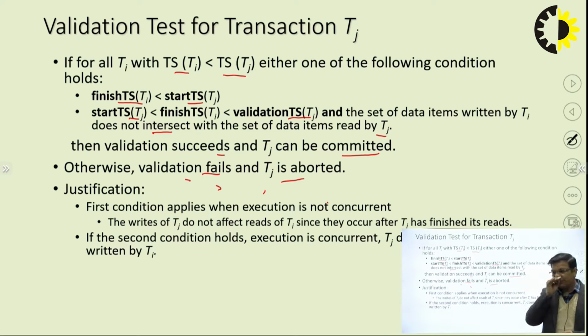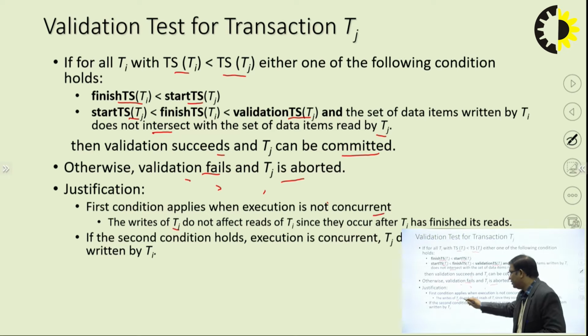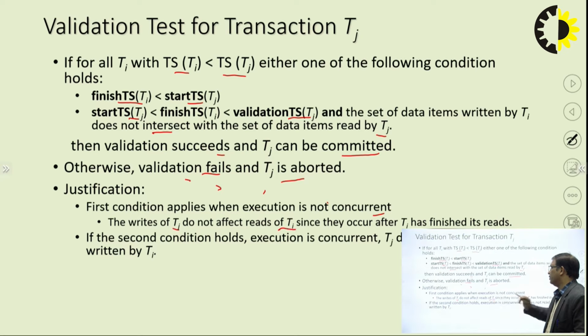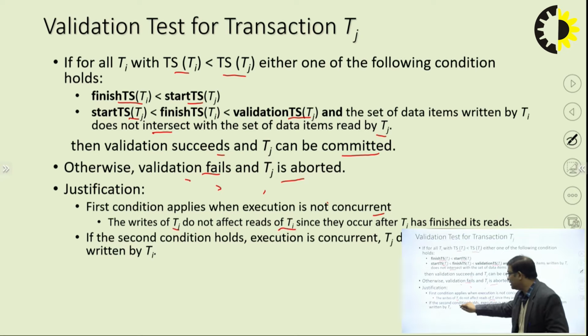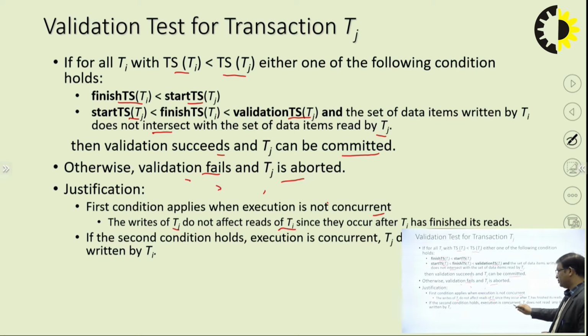So the justification of this is: if the first condition holds, the execution is not concurrent, so the writes of Ti do not affect the read values of Tj. In the other case, where the second condition holds, the execution is concurrent, but Tj does not read any item written by Ti.